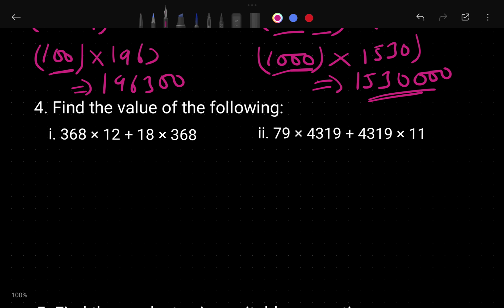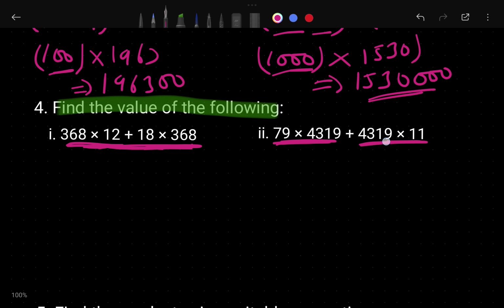Let's talk about the fourth question. The fourth question is telling us to find the value of the following. You can do one thing: multiply this and multiply that, and after multiplying you can add them together, you will find your answer. The second one is also the same, you just multiply these two and then multiply this one. After multiplying, add them together, you will find your answer.